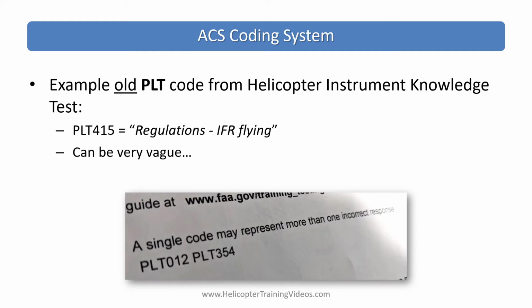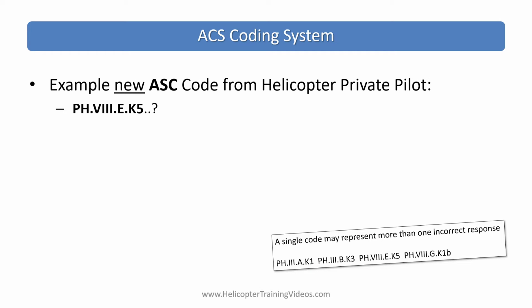So here we have an example of an old PLT code from a helicopter instrument knowledge test. You miss a few questions, and on the report you get these PLT codes that tell you the areas you need to work on and be trained on and get an endorsement on before you go take your practical test. Here's a really good example of how vague those can be. PLT 415, when you look that up, it says you missed a question on regulations, IFR flying. Again, that's very vague. Here we're going to look at the new ACS system.